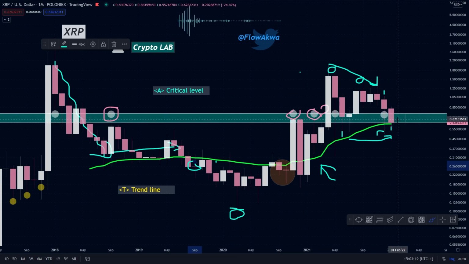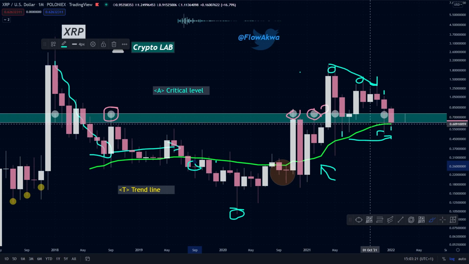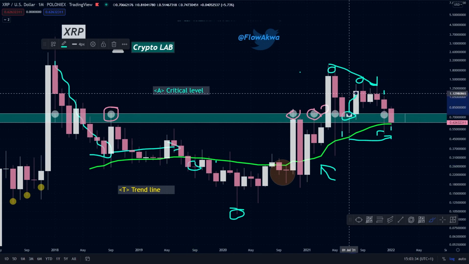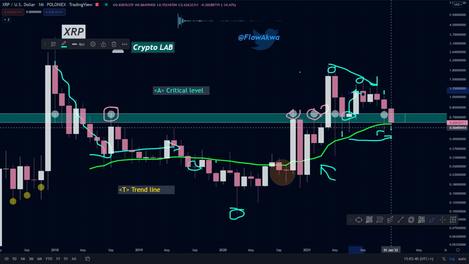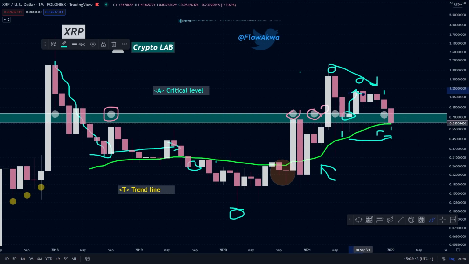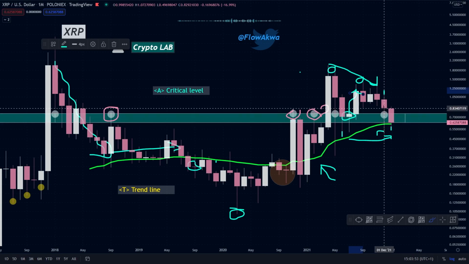So we know that currently XRP is in a very strong area of support because it is at the critical level. And as you can see here, just right here, it was a strong support before having a strong bounce to the upside. And right now we are at the moving average, the green moving average, which should be a very strong support, as you can see here, because we pierced it and we had a strong bounce and a close above the critical level.